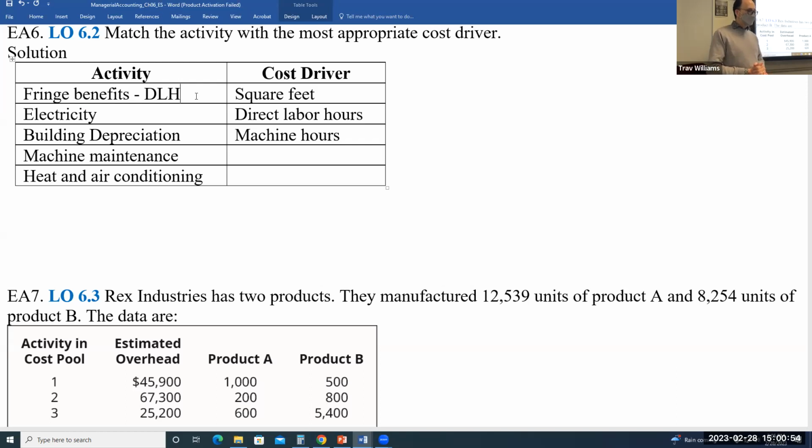Oh, yeah, machine hours is the official answer. Square feet could make sense too, because the bigger the square footage of the building, the more electricity you'll use for heating and cooling. But there's, I think, a more direct correlation between how much your machines are running and how much electricity. So machine hours is the best answer there. What about building depreciation? Okay, the bigger your building, probably the more your depreciation expense is going to be.